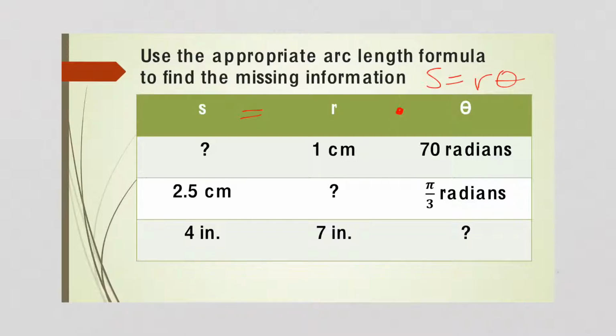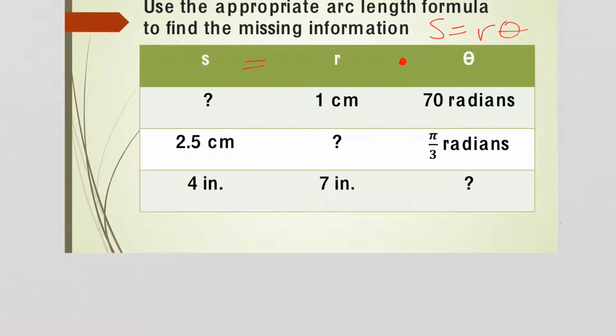So, very nicely, Mr. Luke gave us both of our thetas in radians. Let's go ahead and solve for the first one. We're solving for S. So, in order to get S, I take a look, and I see that 1 times 70 is 70, so S equals 70 in this case. I literally just multiplied those two together. Now I have 2.5 equals R, which I don't know, times pi over 3.